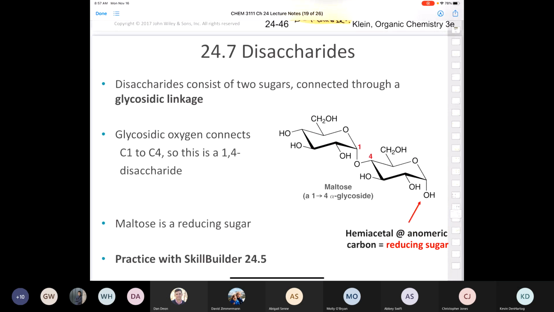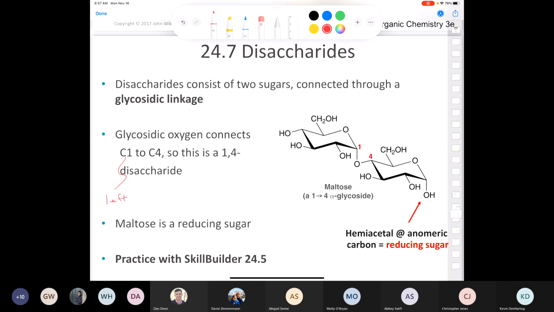So we only have a few minutes left, but the last two sections are really quick. You have to have a few disaccharides memorized. Disaccharides consist of two sugars connected through a glycosidic linkage. The glycosidic oxygen connects carbon 1 of the sugar on the left (when we write out disaccharides, we always go from left to right) to carbon 4 on the sugar on the right. So this is a 1,4 disaccharide.